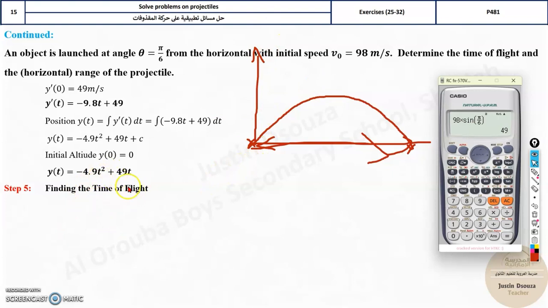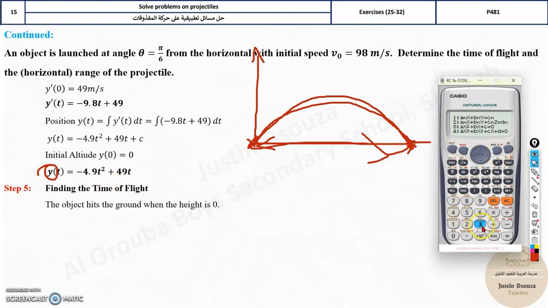Now, how do we find the time of flight? Basically, we know if you throw an object, it'll start from 0 and it lands when the height is 0. So basically, if you equate the height as 0, you will find the starting and the ending time. So let us just solve this, that is negative 4.9, and then we have 49. Now, this last one is 0. Now, let me just solve this. We have got 10 and 0.